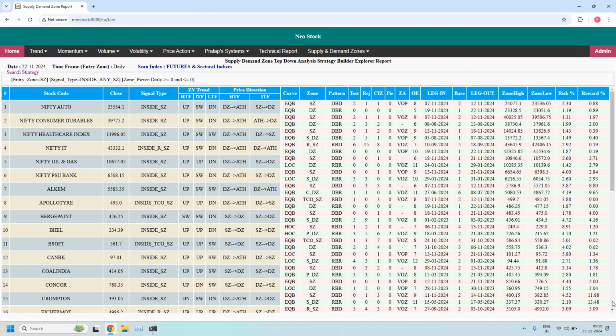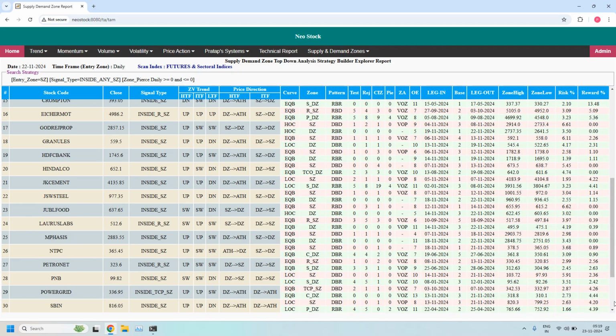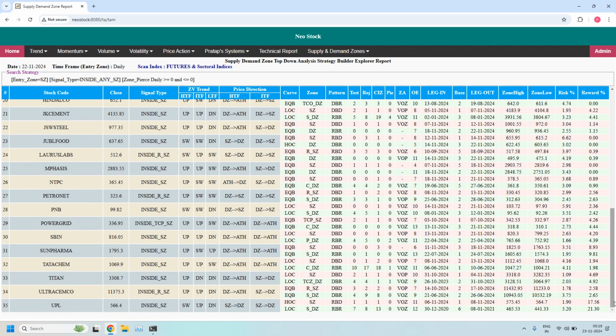We got a big list. I'm scrolling the list down. So total 35 stocks are filtered, where price closed inside the daily supply zones.